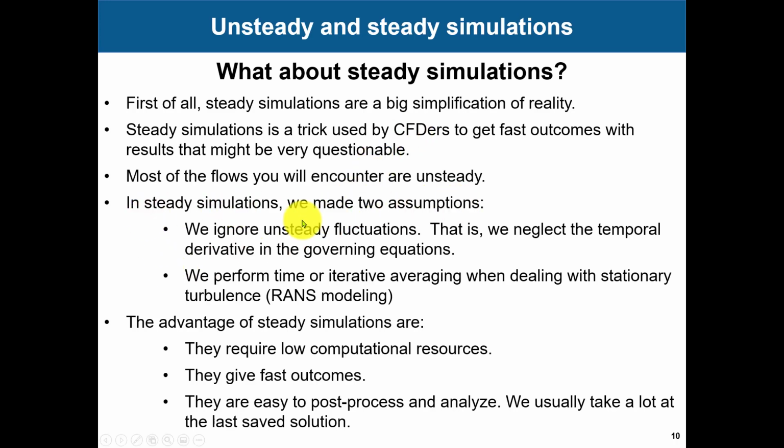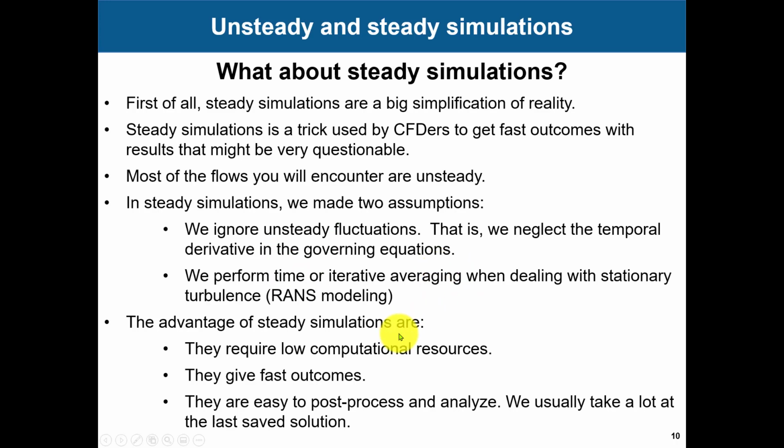So in the steady simulation, the assumption, as I mentioned, is that we ignore the unsteady fluctuations, no more temporal derivative. And then we can perform time or iterative averaging when dealing with this case. The same way that we do with RANS, there is no problem, as we have talked before. Even if we don't have this time derivative, we can do the time averaging that now we're going to call iterative averaging. If you keep it, again, it's iterative averaging, but probably will be a more proper time averaging. So nothing changes, it's the same idea.